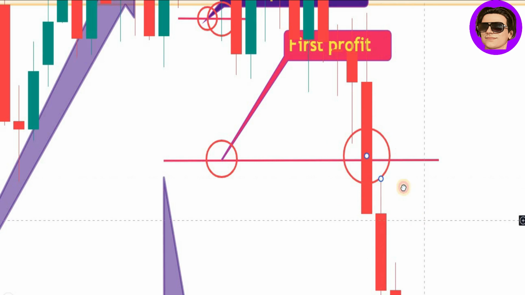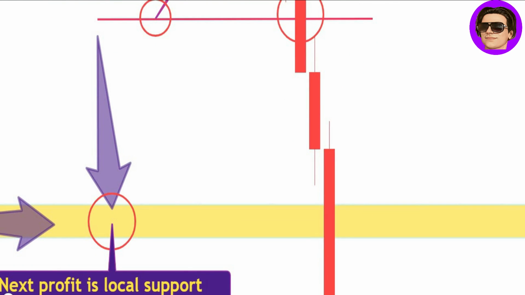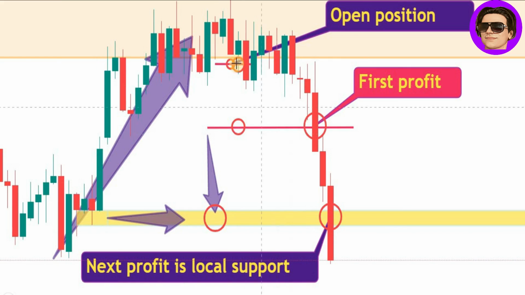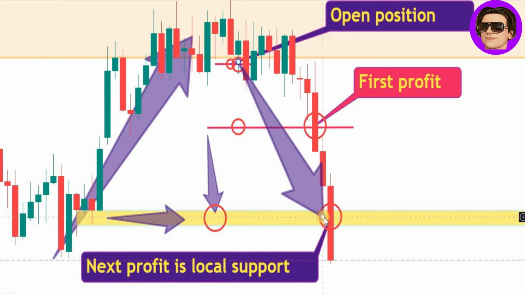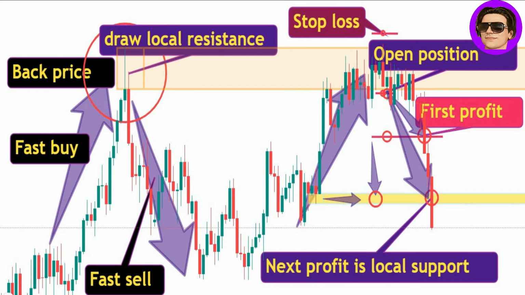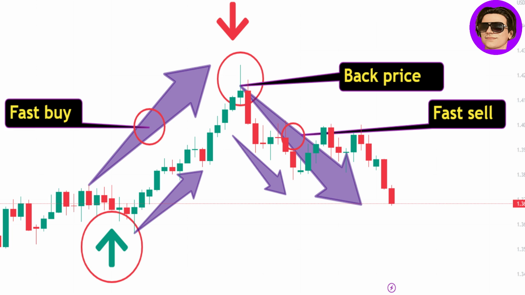Yes, I get profit. And next profit, local support, take a profit. This point. I get profit. Look at the chart. First TP and second TP or second profit. Yes, this position is very good.